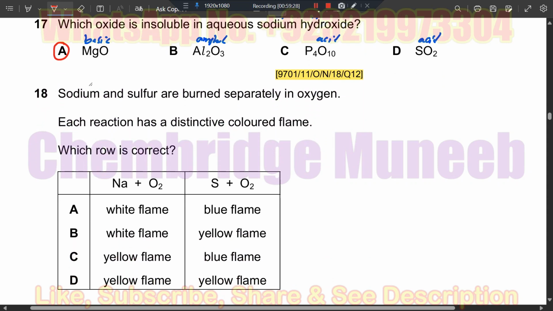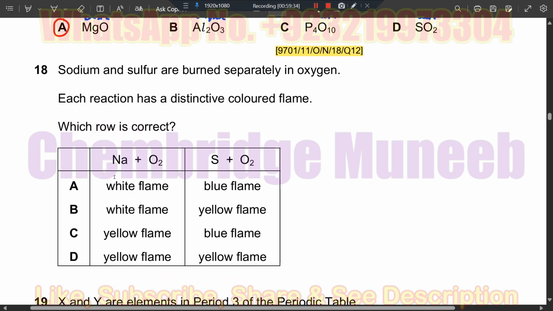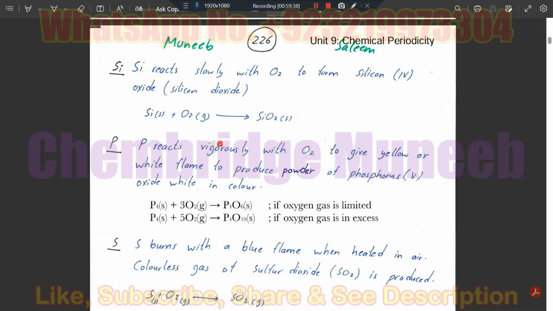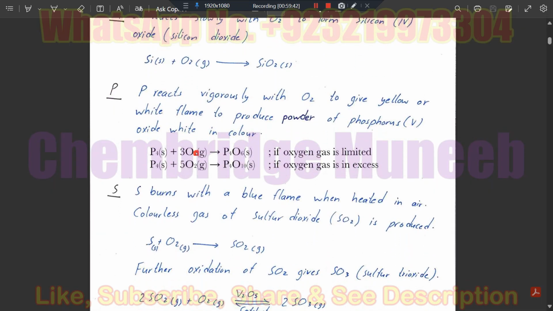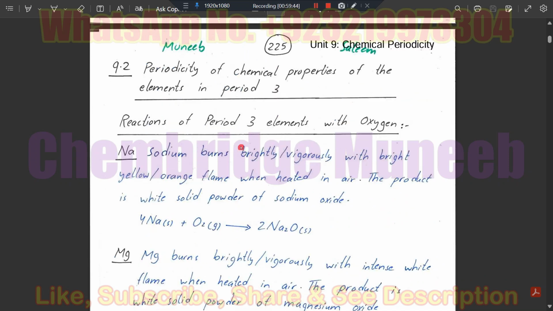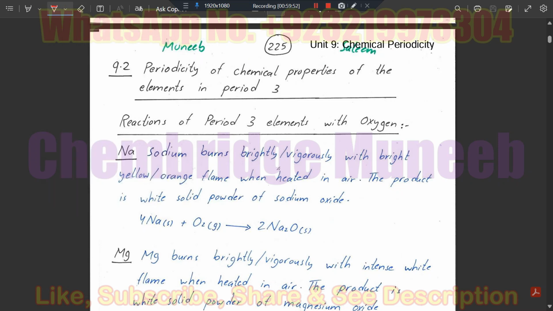Now question number 18, sodium and sulfur are burned separately. So we have to check the right option. For this purpose, I will show my notes of AS chemistry again. In my notes, you can find the flame color. The sodium flame color is basically yellow. Yellow or sometimes orange color is there for sodium.